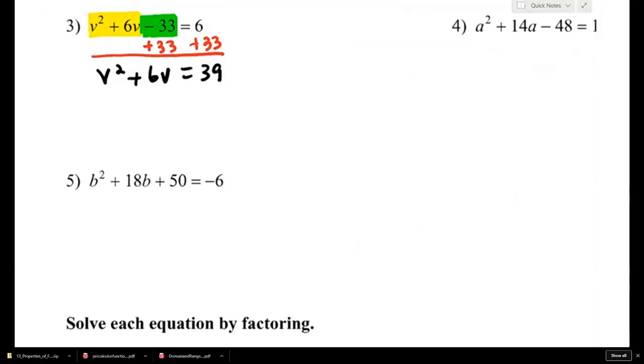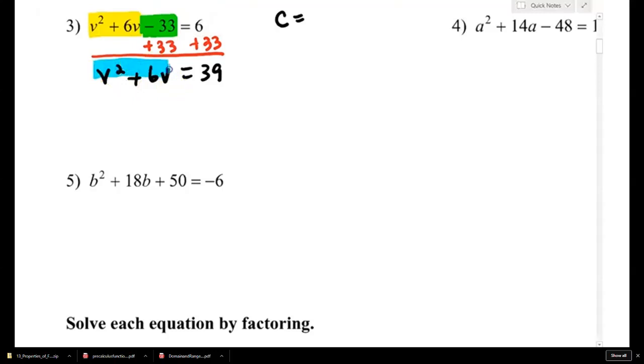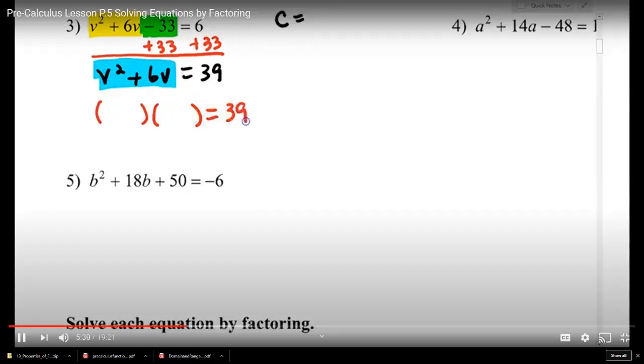Then what you're going to do is find C. C is going to make this into a perfect square. In other words, when I say perfect square, it's going to make it into parentheses times parentheses. It'll be the same factor, and it'll equal 39. So you get 6.